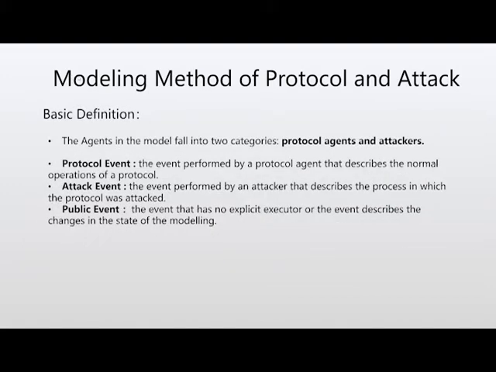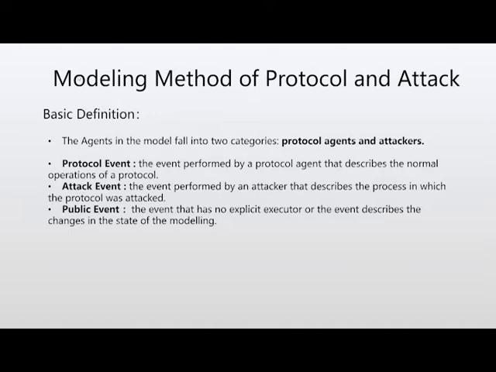Here's a formal introduction to our work, starting with some basic definitions. Because our work is to model the behavior of the protocol and the attack together, we need to define the agents in the model. Protocol agents that represent honest agents, and attackers that include renegade agents and the third attack party. We then classify the events in the model according to their handlers. Protocol event is the event performed by a protocol agent that describes the normal operations of a protocol. Attack event is the event performed by an attacker that describes the process in which the protocol was attacked.